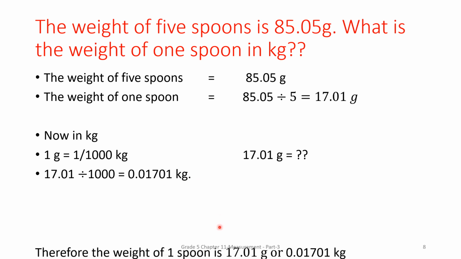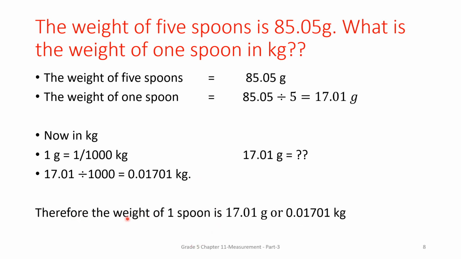Okay, and our final answer you have to write like this: the weight of 1 spoon is 17.01 grams or 0.01701 kgs. Okay, scholars. So scholars, here I have completed exercise 11.3.